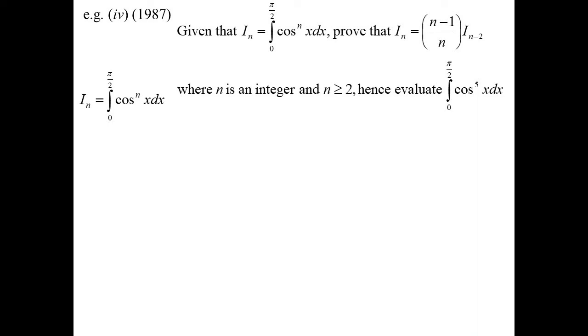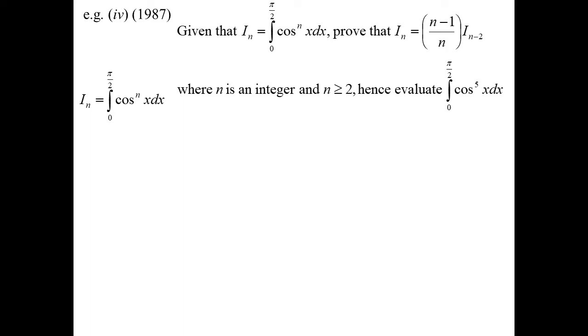HSC, let's have a look. 1987. Whoa. Given that I_n is the integral of cos to the power of n this time, prove that I_n is, and they have our expressions, differs by 2. Maybe I could play around with that other idea that I had.